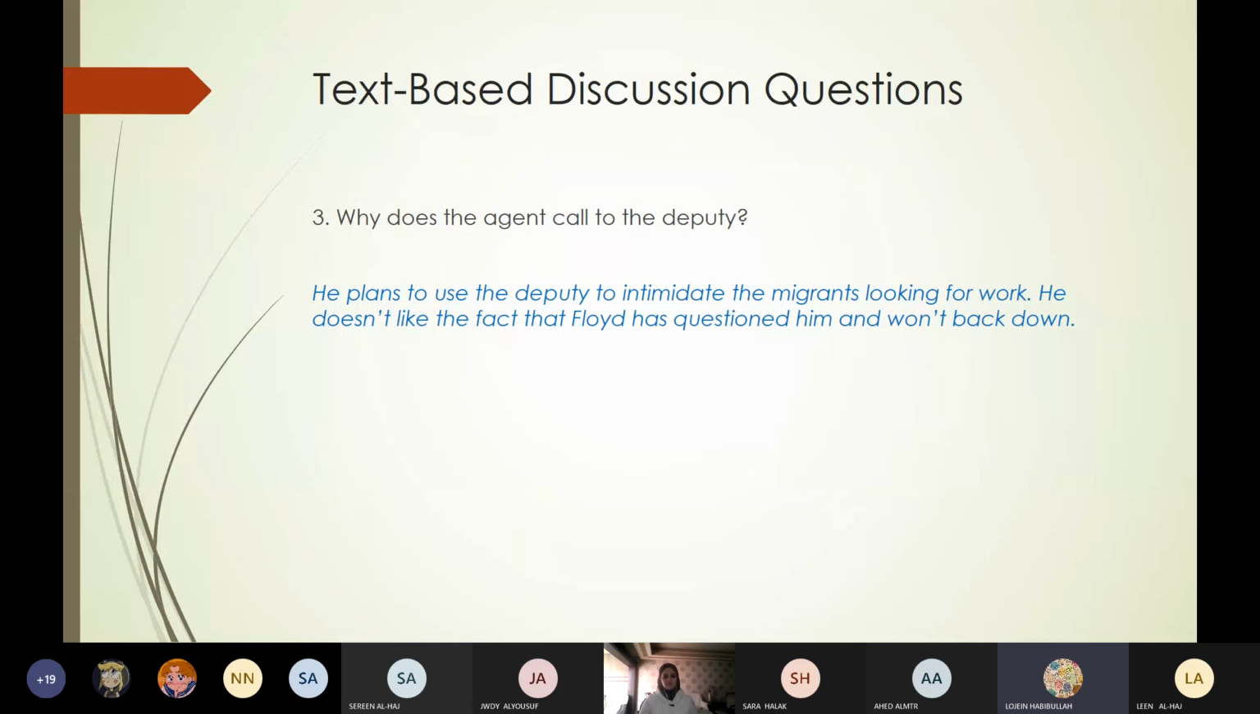He plans to use the deputy to intimidate the migrants looking for work. He doesn't like the fact that Floyd has questioned him and won't back down. Why do you question me, Floyd? So he wanted to intimidate the workers: I have a deputy with me, he can take you anytime and put you in jail. To show his power, to show his strength. You understood, Sarah? Yes.